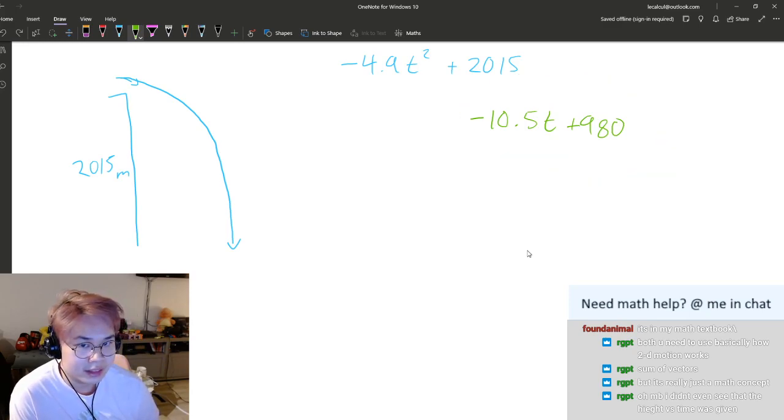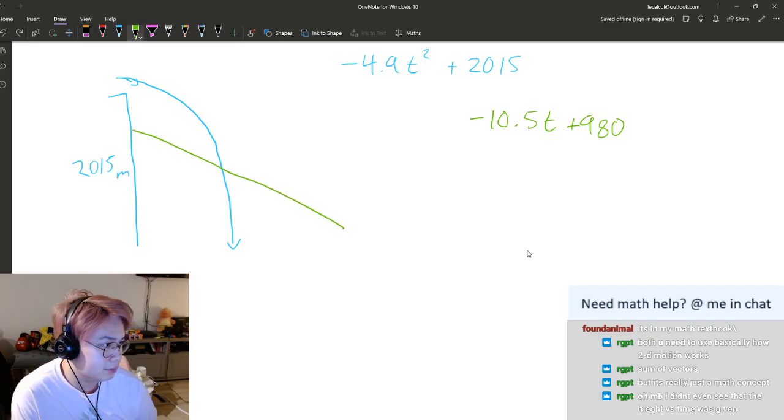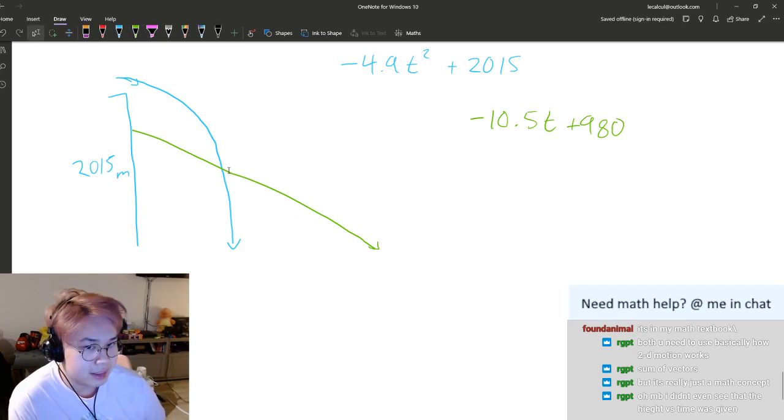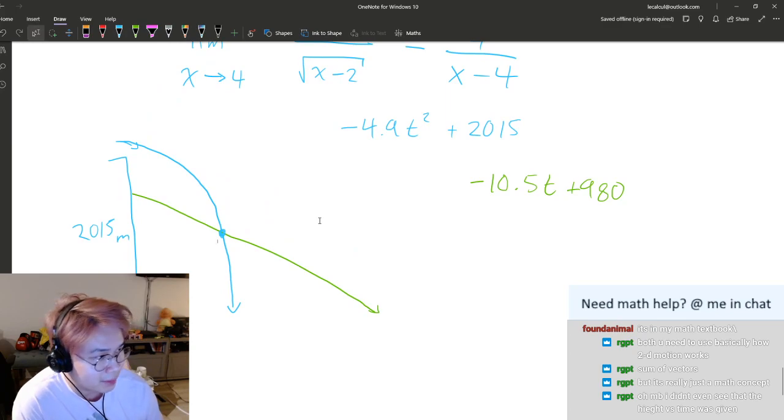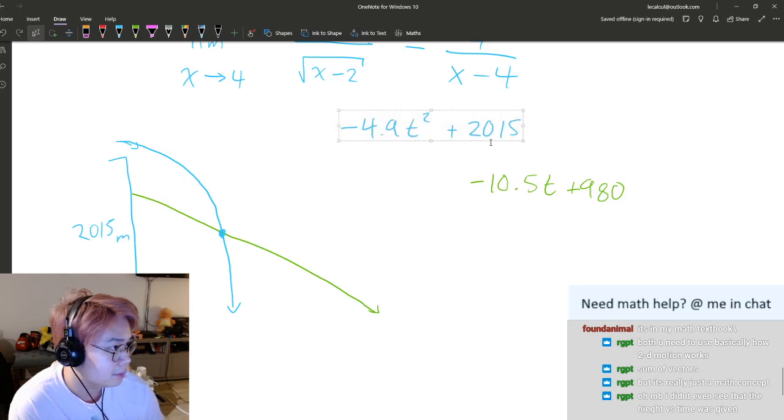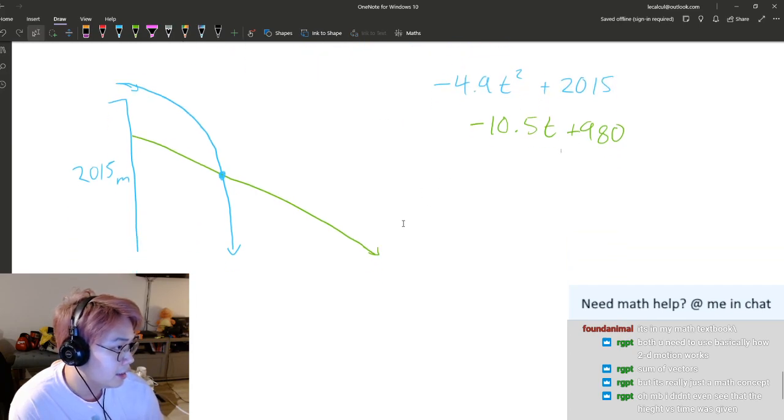Now what this graph is, it's a line with a negative slope, like this. Because both of these represent the person, the place where you open your parachute is right here, where they intersect. In other words, Found Animal, I'm assuming this is all from the same chapter, you are trying to solve this system. So we want to find the t value where they intersect.